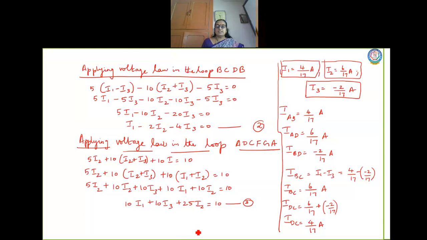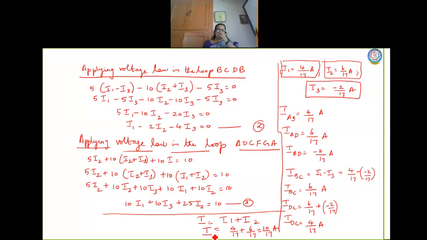Now what is the total current? One is left. The total current I is equal to I1 plus I2, this is separate, don't confuse. I1 is 4 by 17 plus I2 is 6 by 17, which is equal to 10 by 17 ampere, the total current. This is how you will solve a problem based on Kirchhoff's current and voltage law.